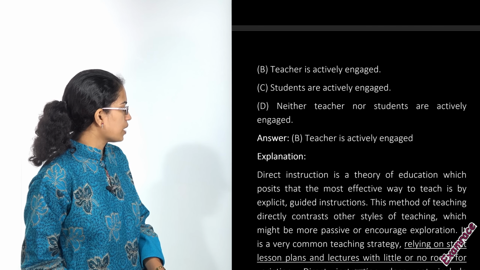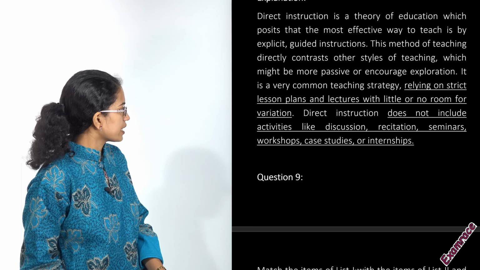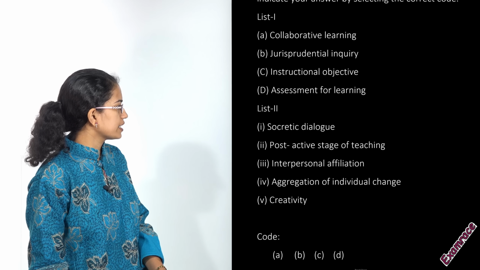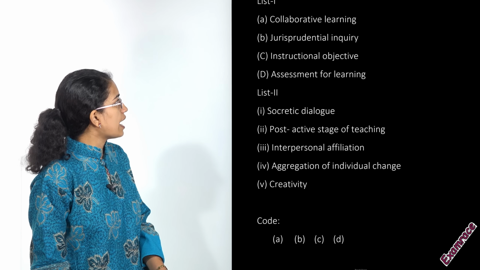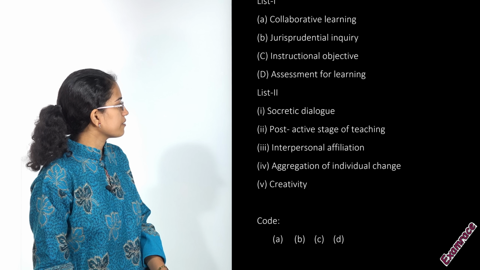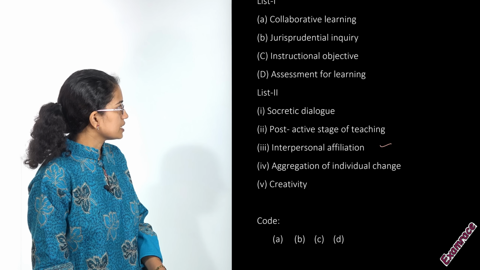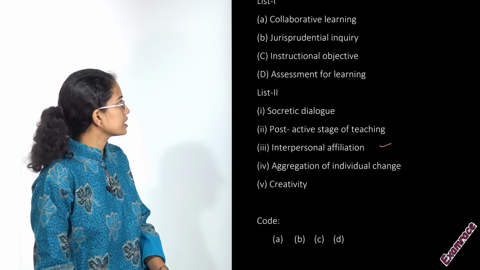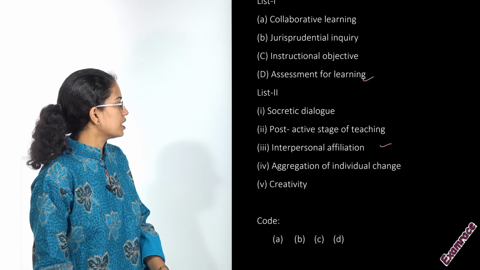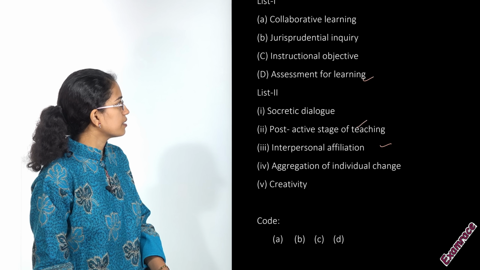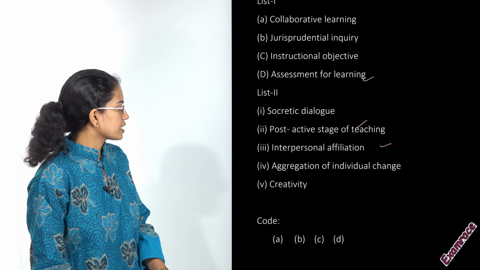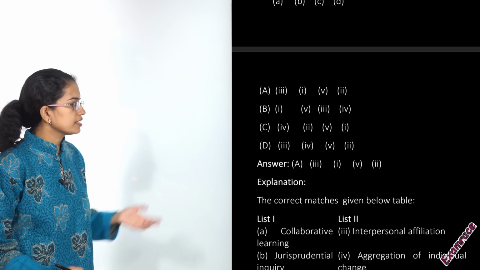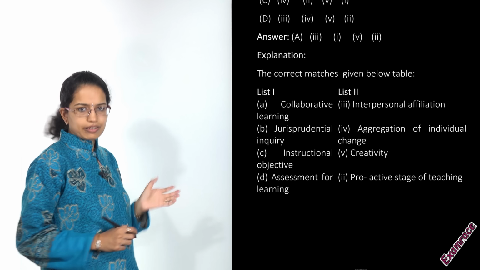The next question, you have to match the list with the correct answers here. Collaborative learning, you are talking about the interpersonal affiliations. You have the jurisprudential inquiry, where you are talking about the changes, the assessment learning, where you are talking about the post-active stage of teaching, and the instructional objective, where you are talking about the creativity. So those are the correct matches. So that's what we talked about. A very important topic.